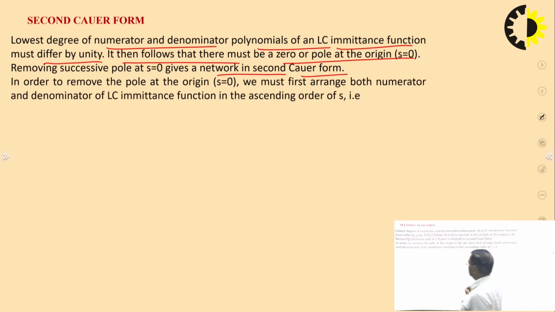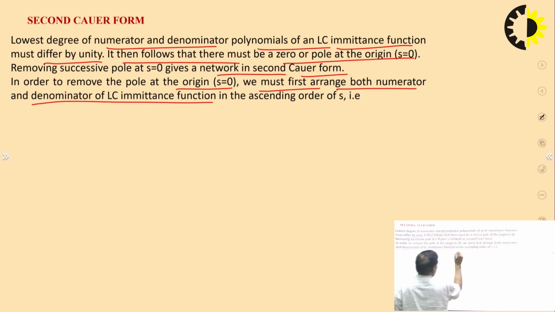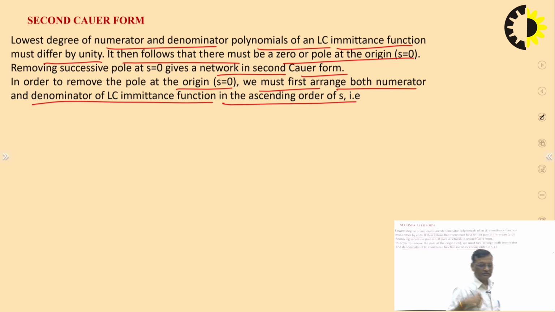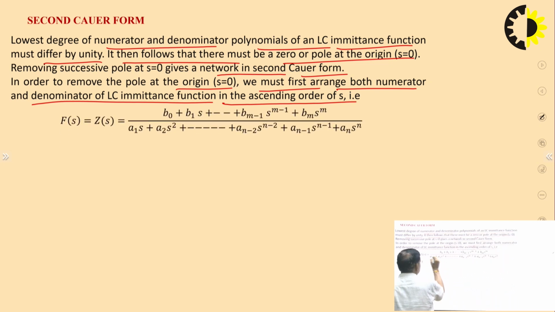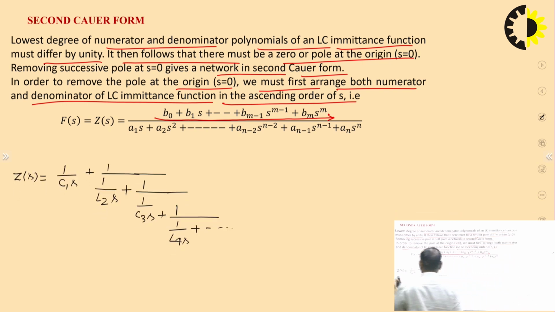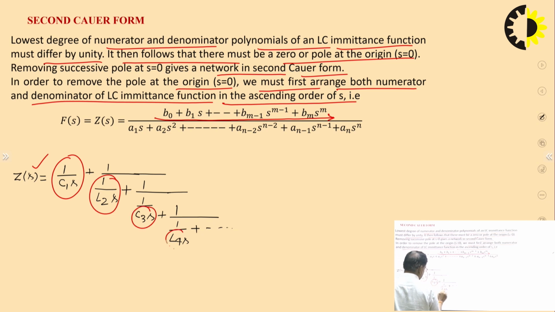So what is the technique? In order to remove the pole at the origin, we must first arrange both the numerator and denominator polynomials in ascending order in s. So in Cauer first we arrange in descending order, in Cauer second we arrange the polynomials in ascending order in s. So if the function is given, what we do is first arrange the polynomials in ascending order, and we can see that a0 is 0, and then you carry out the continued fraction expansion. If this is the impedance, then it goes impedance, admittance, impedance, admittance, and so on.